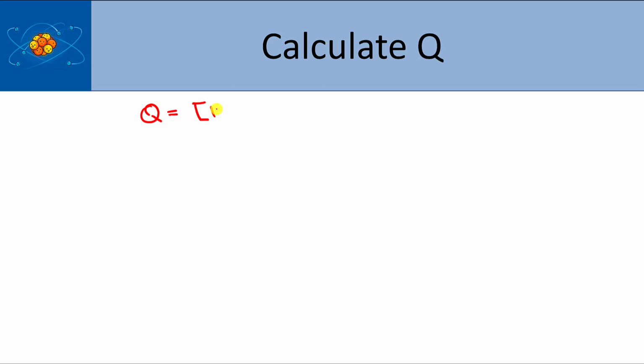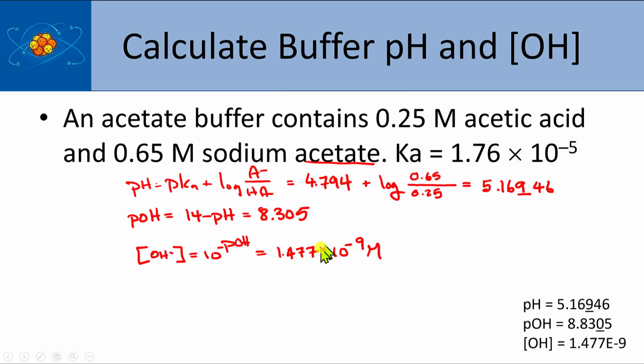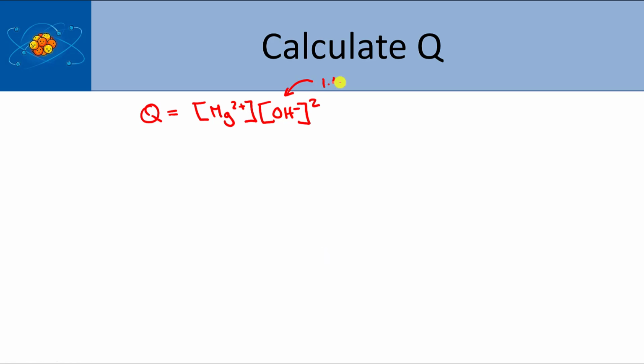And Q is going to be the magnesium concentration times the hydroxide ion concentration squared, and we get that from the solubility product expression. And then we have the OH concentration. Again, that's the number we did here, 1.477 times 10 to the minus 9. And then we just need to know what the magnesium concentration is. So look at what our data was that we were given before.